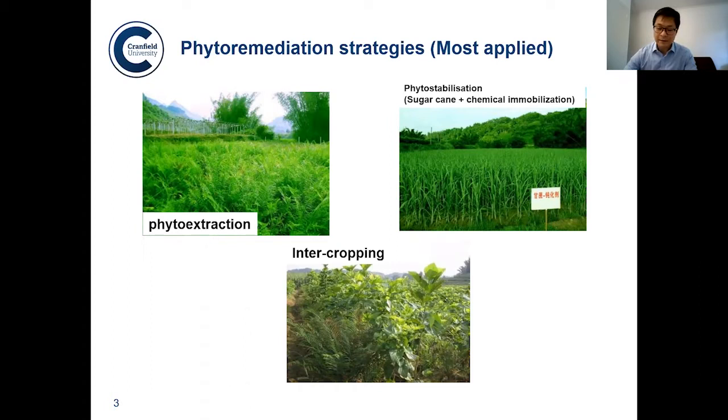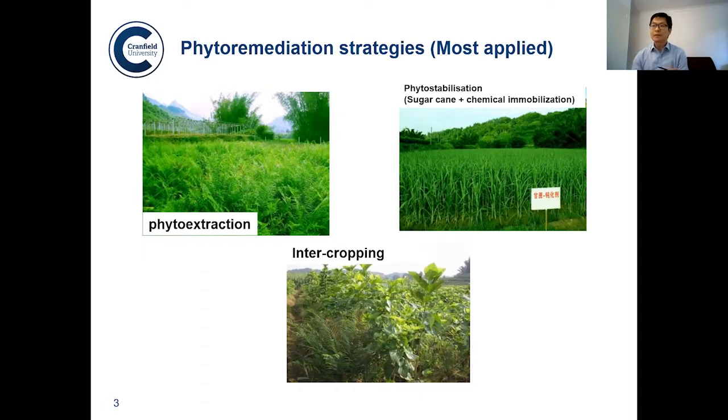And then secondly, the scale, the volume of the land generally is very large. So what we tend to do in the West using the conventional dig and dump process is not viable for such a large, vast area. Phytoremediation, because it involves less labor and construction, is a preferred remediation technology in China.